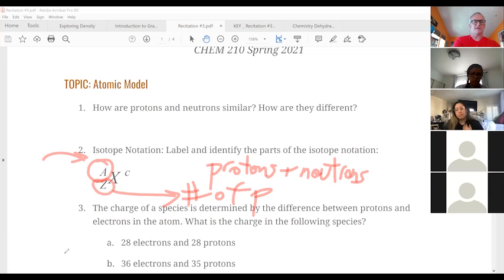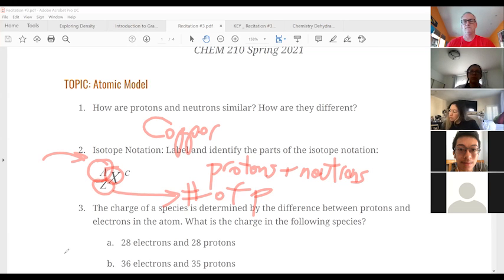Now, what about X? What goes there? The element. What element? The chemical element symbol. The symbol, right. So we wouldn't write copper there. What would we write instead of copper? Cu. Right, we would just put Cu.